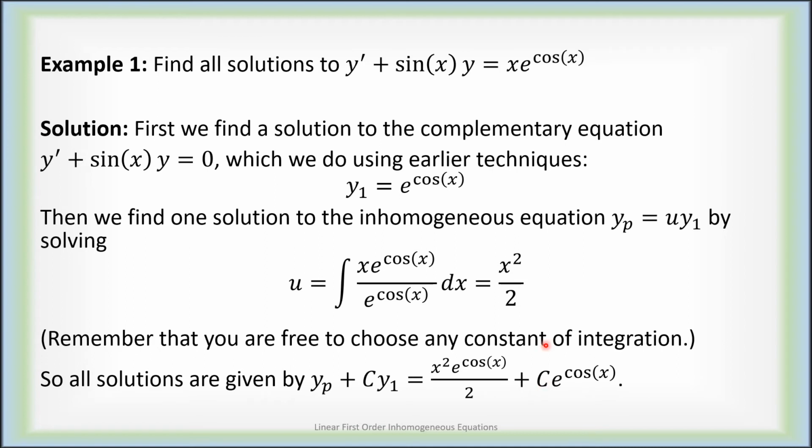So all solutions to the equation we started with, y prime plus the sine of x times y equals x times e to the cosine of x, must be of the form x squared times e to the cosine of x over 2 plus an arbitrary constant times e to the cosine of x.